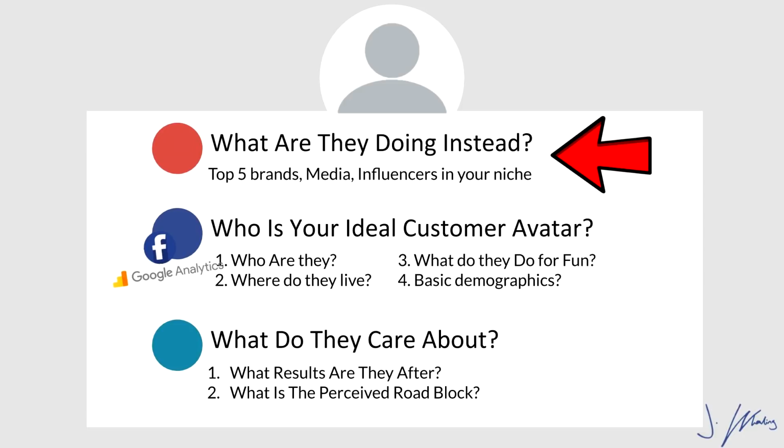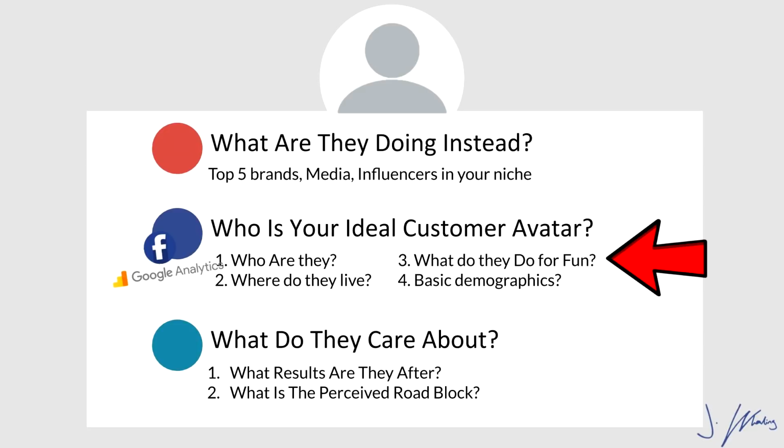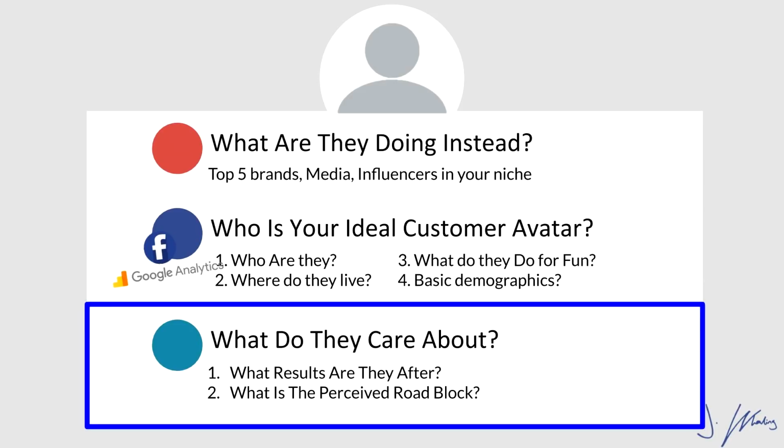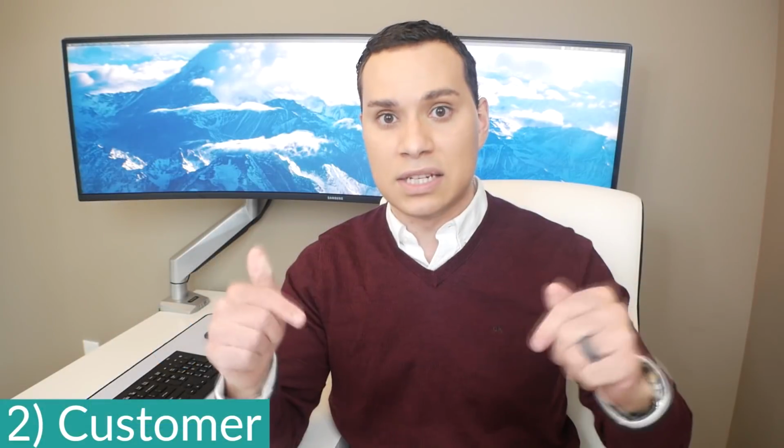So we need a list of your top 5 competitors. We need a list of the top 5 influencers and the top 5 media outlets that people go to for information, or influencers that they're following in your particular marketplace or niche. The second thing we need to understand is just general demographics: age, gender, location, income status, if that matters. And then finally, the last question, which is 2 parts, we're going to be looking at the perceived roadblock and the results that someone is after. And that's what we're actually going to be using in this tutorial video.